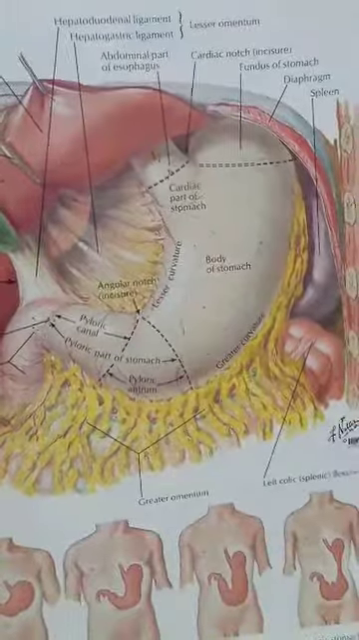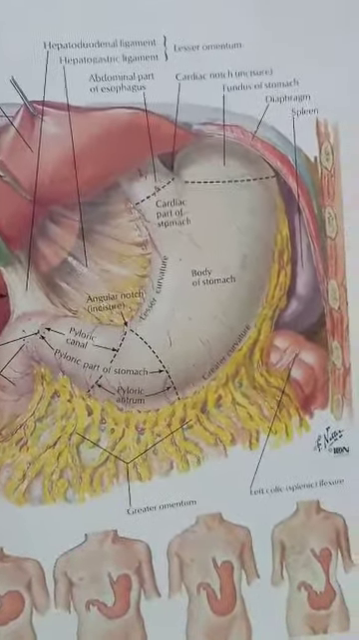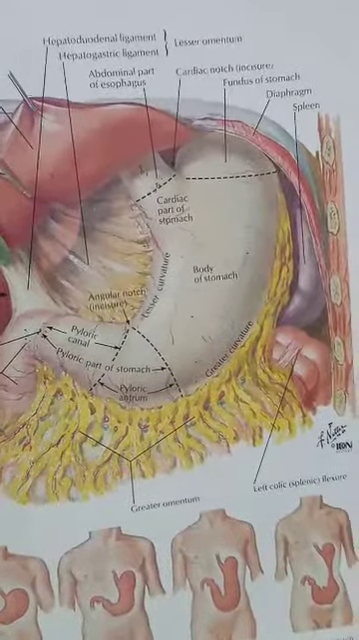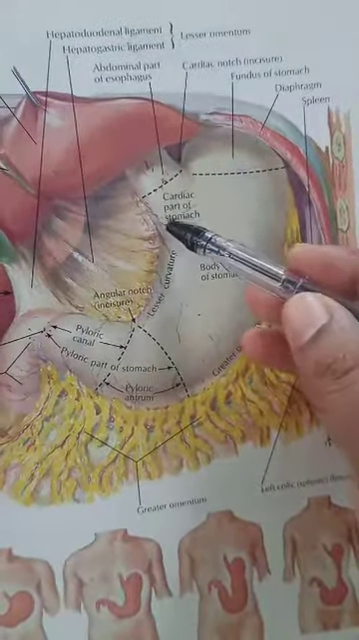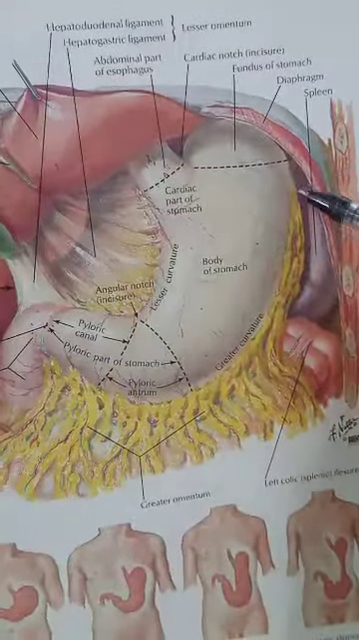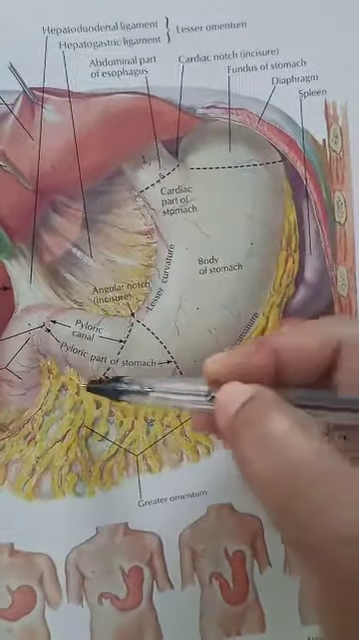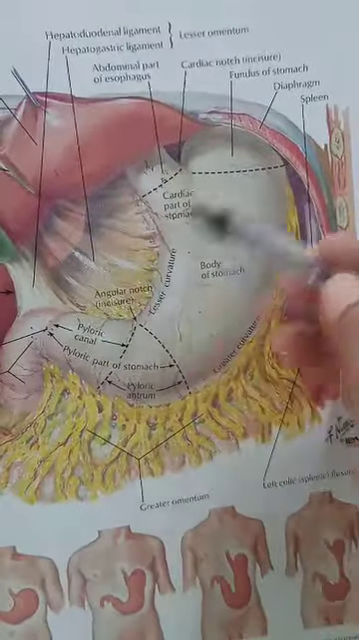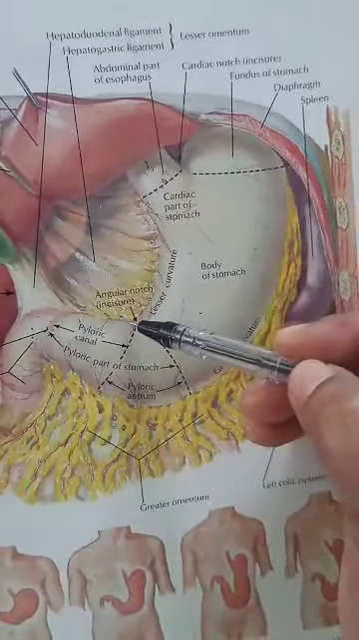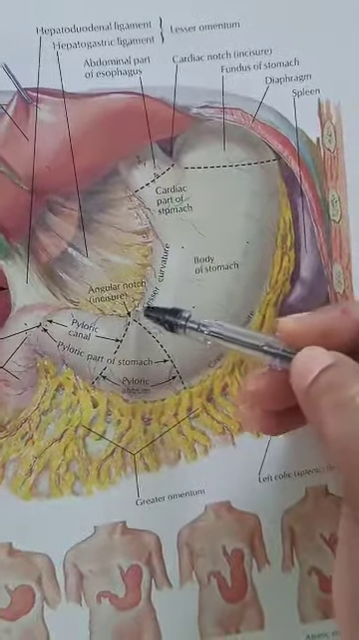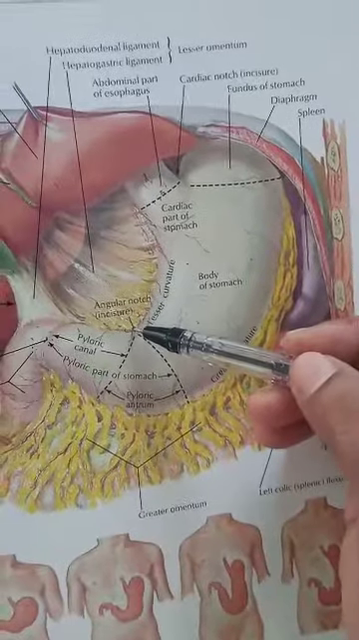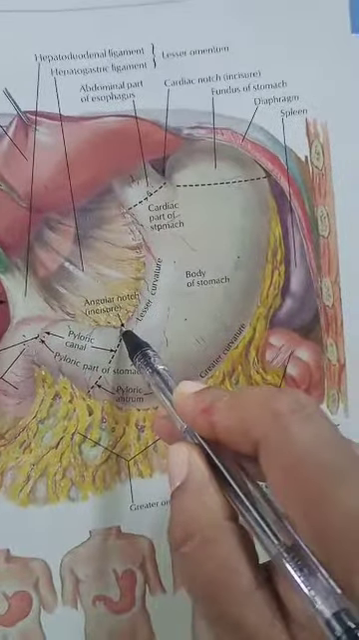Then it has two borders. In the case of stomach, the borders are not straight, so it is curved. So we will call it curvature. There are two curvatures. One is the small curvature, known as lesser curvature, and there is a large curvature, known as greater curvature. This is lesser curvature and this is greater curvature. And towards the lower part of the lesser curvature, we can see an angle, or a deep depression, that is known as angular notch.